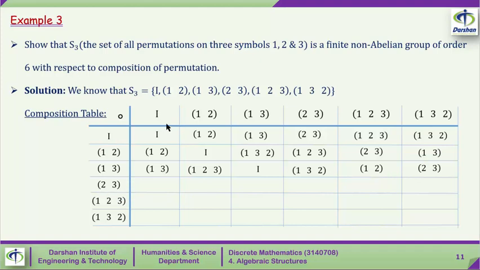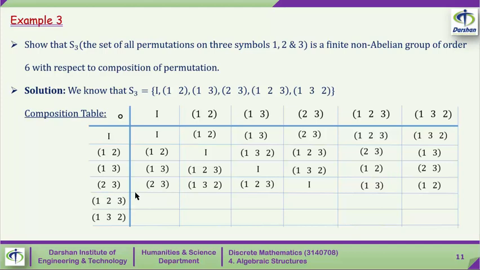Now (2 3) of the identity element we get (2 3) itself. (2 3) of (1 2) we get (1 3 2). (2 3) of (1 3) we get (1 2 3). Now (2 3) of (2 3) we get the identity element. (2 3) of (1 2 3) we get (1 3). (2 3) of (1 3 2) we get (1 2).